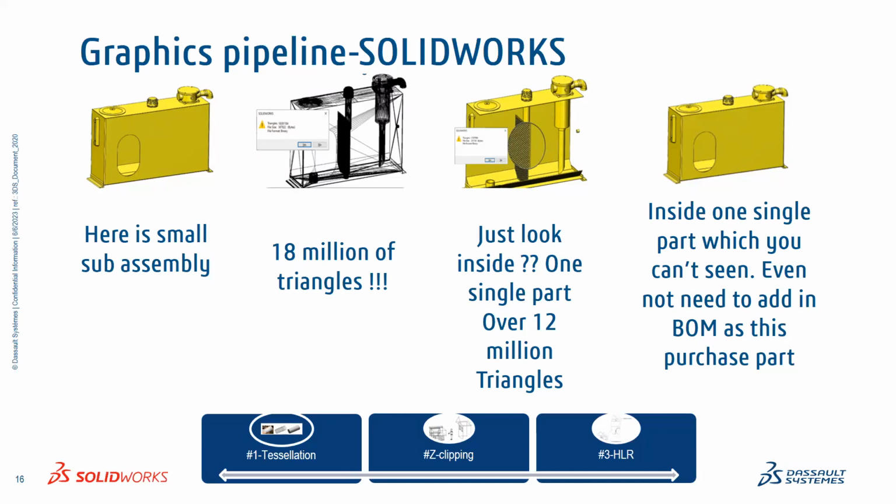I will take you through it. If you see the assembly, the first assembly is a very small sub assembly. Maybe it has only 10 or 15 components. But when I did the triangle calculation, the way I explained earlier, it showed me 18 million triangles in a single sub assembly of 10 or 15 components. So people are saying my assembly is not opening, it is taking too much time to open. You can see why it takes too much time, because it is one single component.